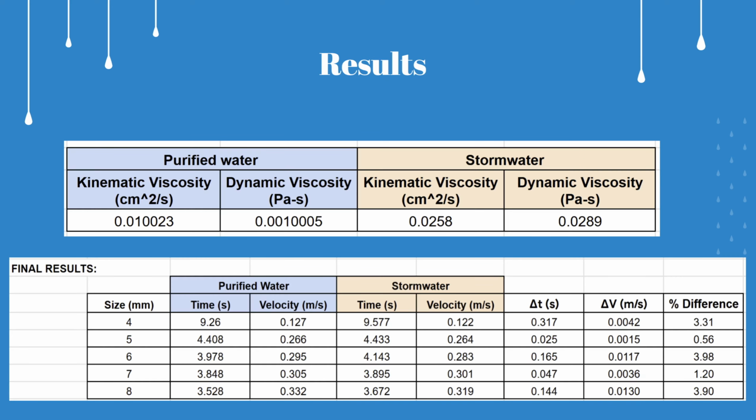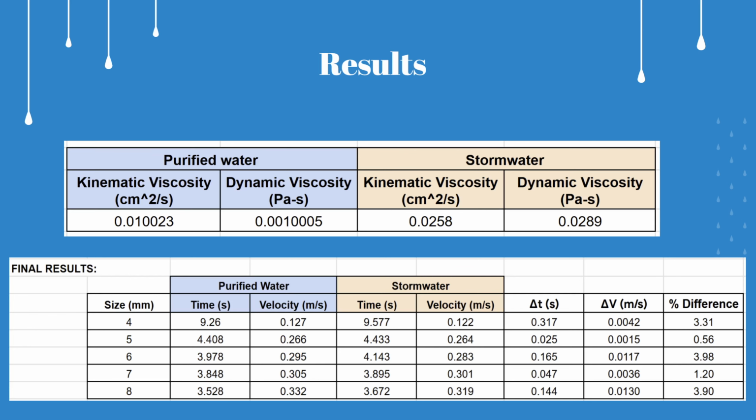Using the computed values from the prior page, we were able to compare them to known values for the kinematic and dynamic viscosity of purified water. As you can see on the slide, the stormwater experienced more viscous forces on its fluids, meaning that it won't travel as easily through drainage pipes.